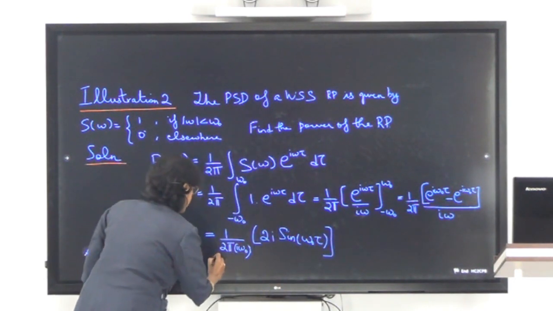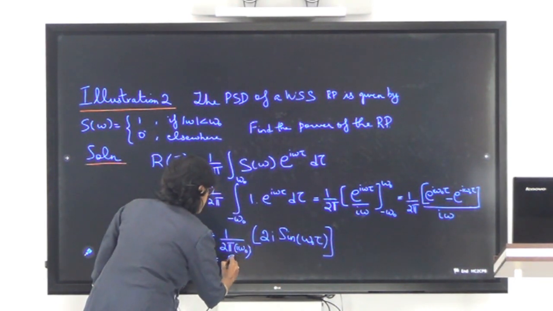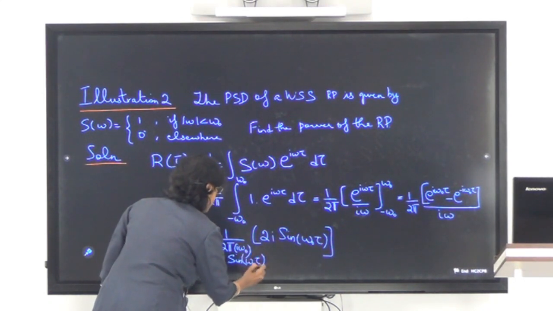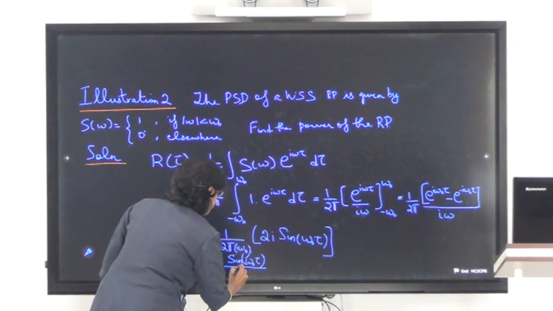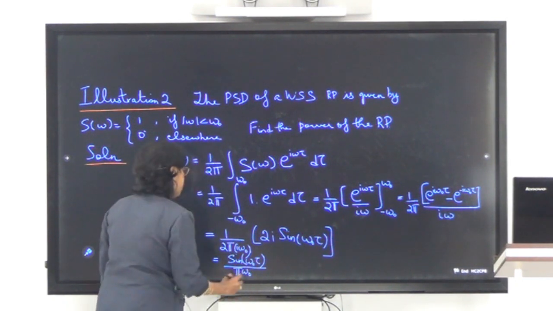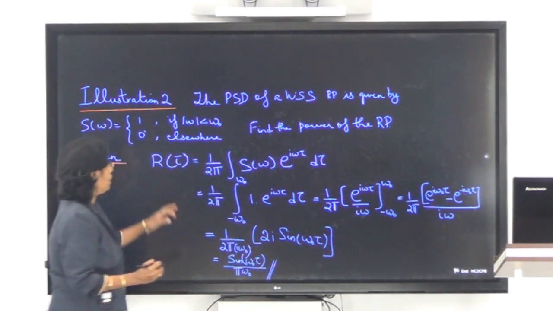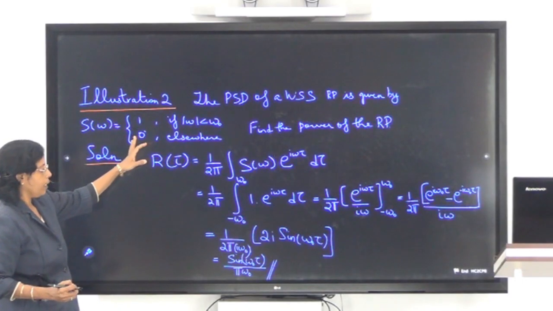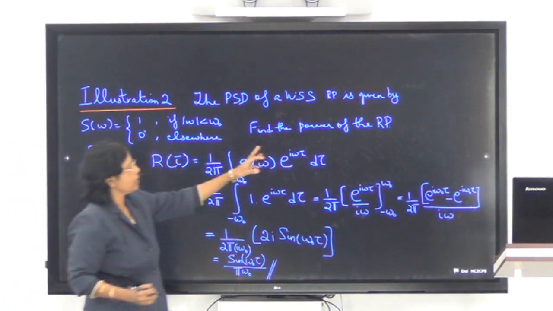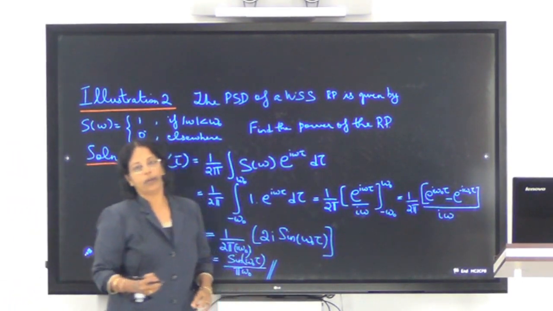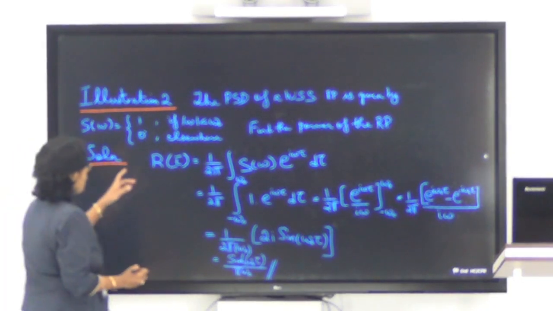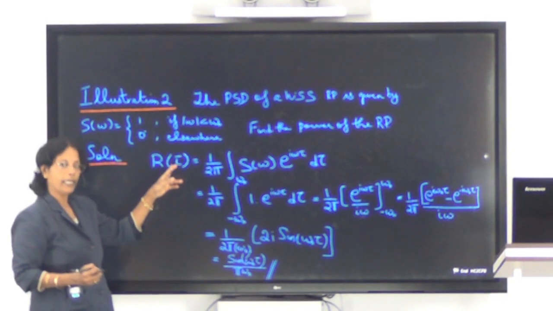So after cancellation you will get sine omega naught tau, that is the angle, divided by pi omega naught. This is the autocorrelation of that function. Now the question is to determine the power of this random process. The power of a random process is nothing but the autocorrelation function at 0.